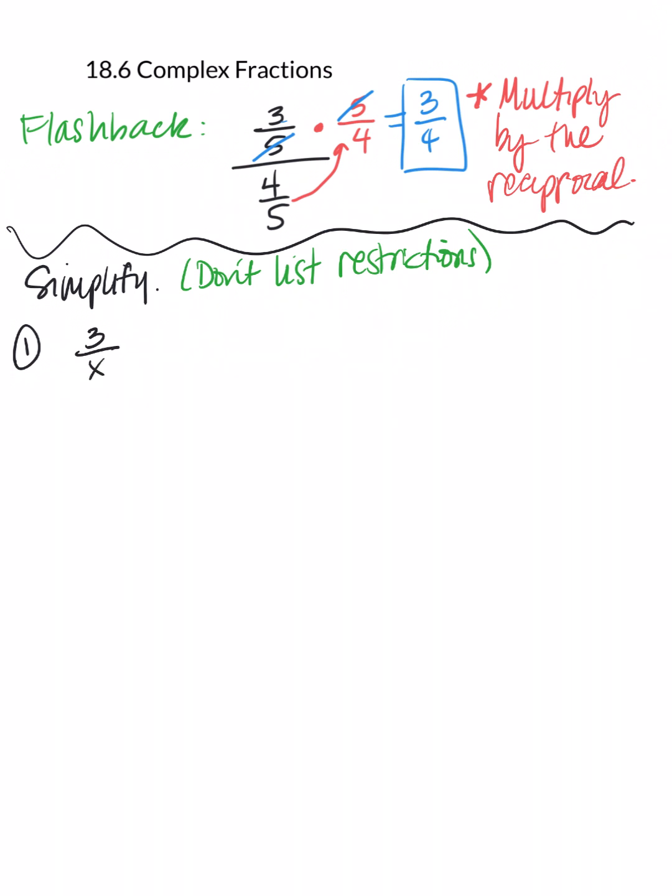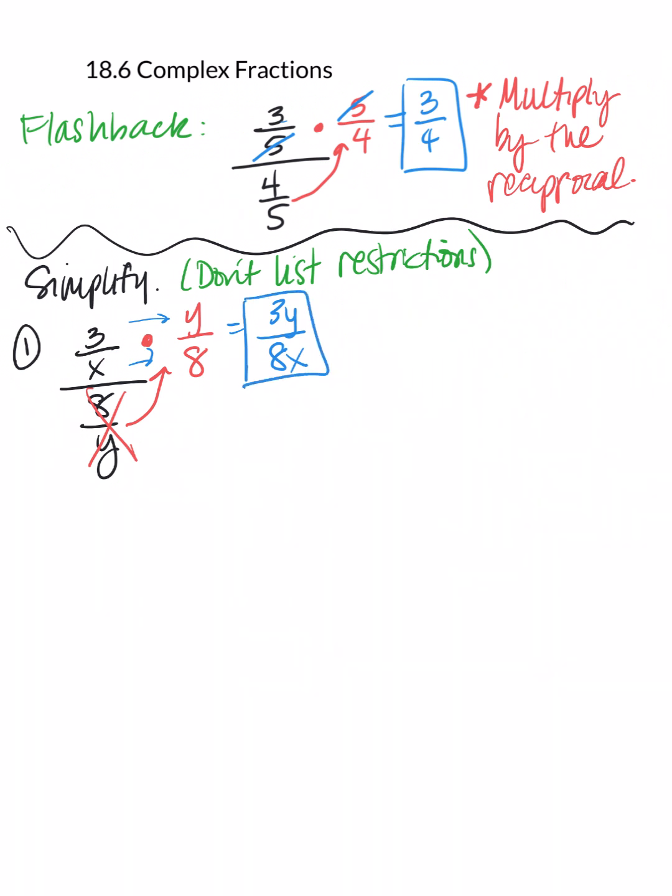3 over x divided by 8 over y. The rule says I'm going to flip this over and multiply. This is now gone, and I multiply straight across. So I'll have 3y over 8x. And I always look to see if I can reduce, but I can't reduce in this situation, so we're good. Let's try another one.